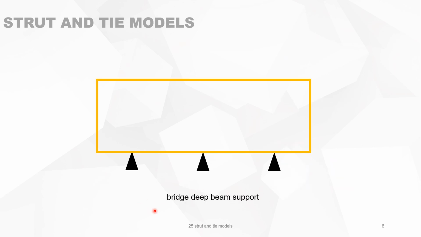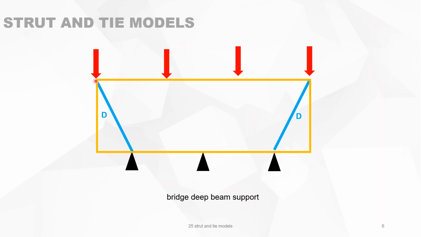Let's look at the example of a deep beam support of a bridge, which is supported by, for instance, three foundation piles, and this is the concrete. When you have four points where the beams of the bridge are supported, then you can draw the strut and tie model.